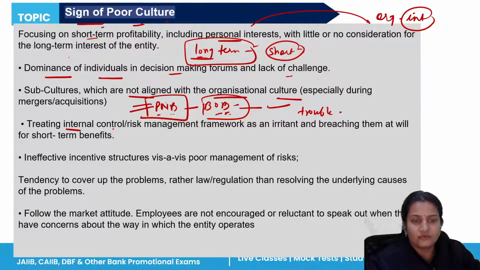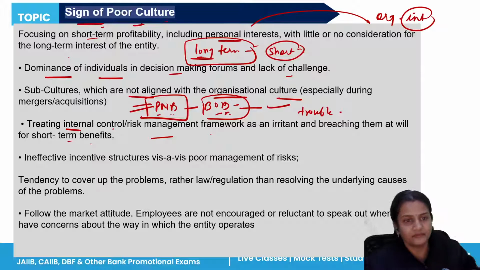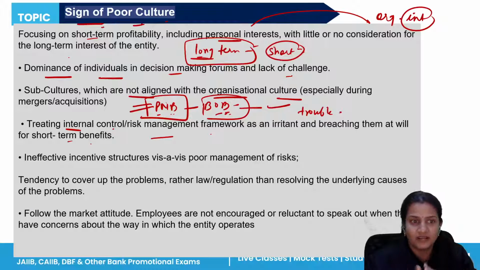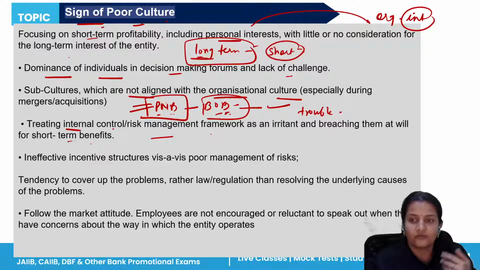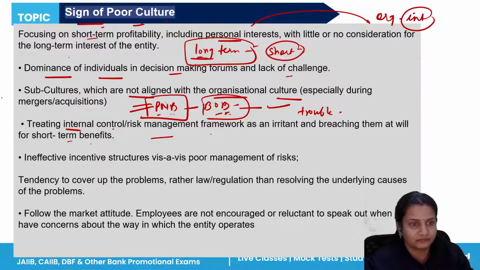Now, creating internal control and risk management frameworks, and breaching them at will for short-term benefits. Again, the internal control that takes place, we have seen in our previous classes that internal control is a part of internal audit. In internal audit we do internal control, but if for any reason the breach has happened, or it has been revoked for the benefit of a short-term period, then it is a sign of poor culture. So we should always focus on our long-term benefits rather than short-term benefits.